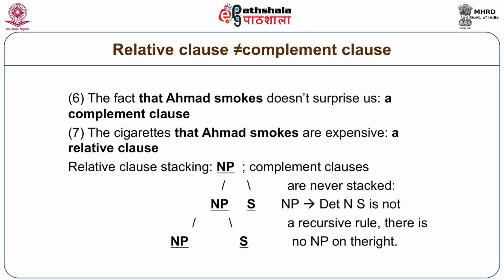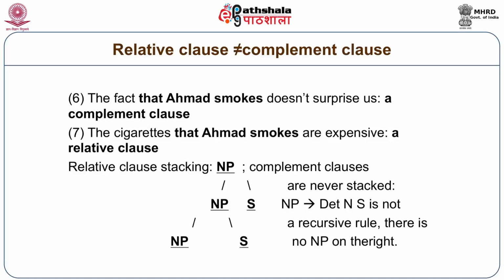is a complement clause, and smokes is intransitive. It didn't have an object at all to start with in the deep structure, and obviously it doesn't have one in the surface structure. In sentence 7, the cigarettes that Ahmed smokes are expensive, smokes is a transitive verb. It has an object in the deep structure, a relative noun phrase that is the object, and in the surface structure the object cannot be seen for complicated reasons, including the fact that the relative NP has been deleted. We will have to get back to that deletion later, but that is the reason these two strings look identical.